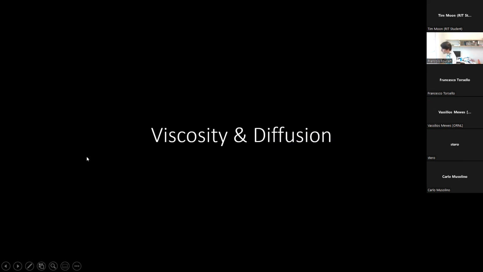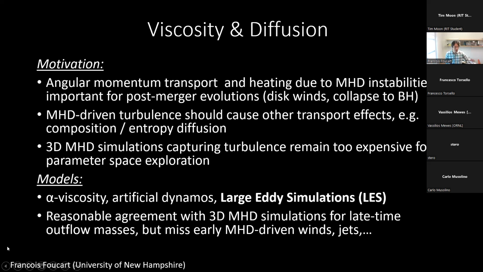All right. The last topic I wanted to touch on is long-term, seconds-long post-merger simulations of black hole neutron star remnants, including non-ideal effects such as viscosity and diffusion. The motivation behind that is that we know that turbulence driven by magnetohydrodynamical instabilities, such as the MRI, is going to drive angular momentum transport and deposit heat in the post-merger remnant. We know that they are important in driving disk winds, potentially in leading to the collapse of a neutron star to a black hole.